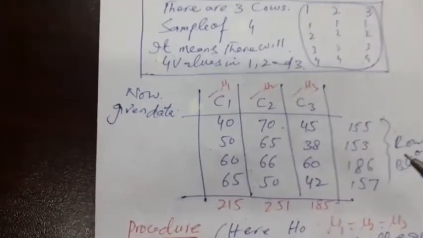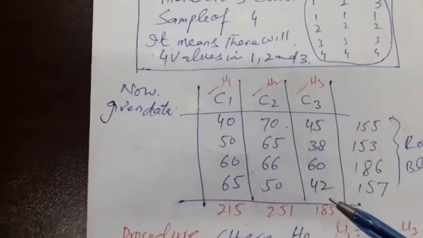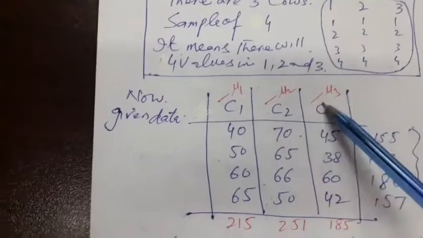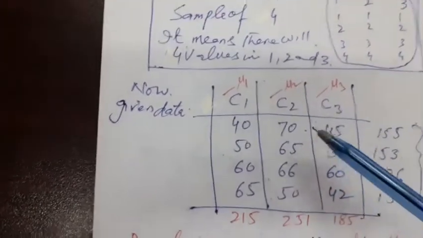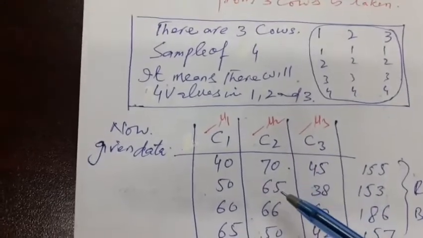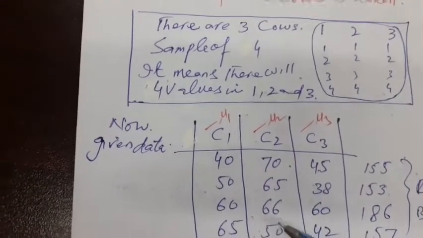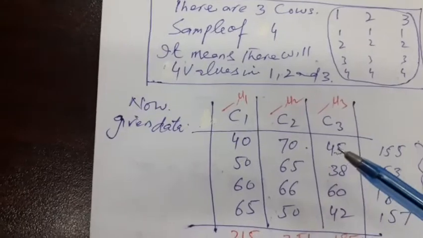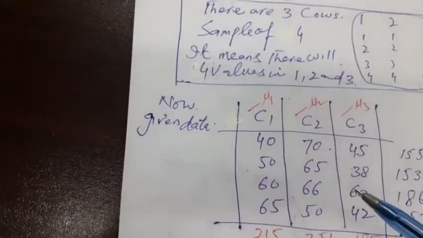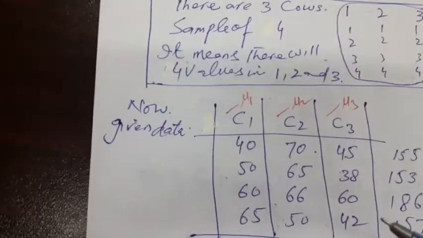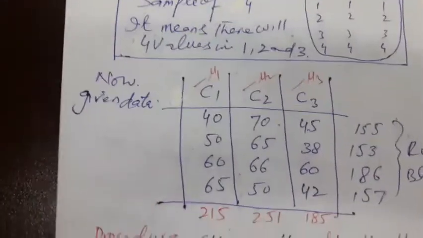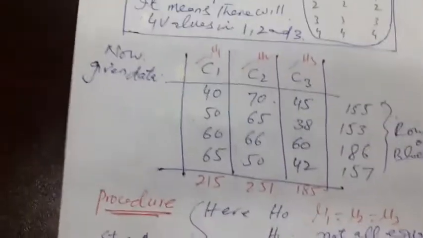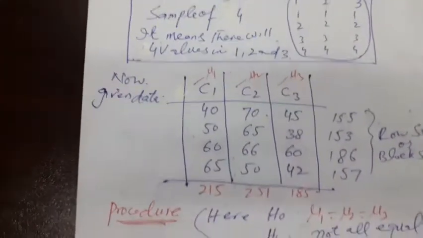Here is the question. The given data is C1, C2, C3: 40, 50, 60, 65, 70, 65, 66, 50, 45, 38, 60, 42. So this is the question we want to discuss. Very, very important: the procedure.